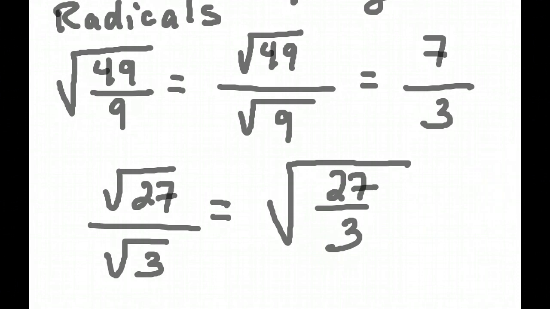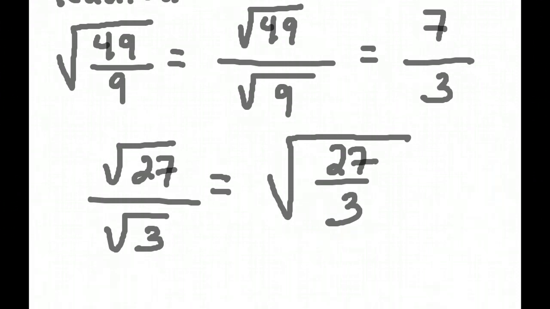And we can actually do the division first. And you don't have to rewrite it with the radical over the whole fraction. It's just a way to look at it. So now we have 27 over 3 under the radical sign. So let's do that division first. 27 over 3, well, that's the same thing as 9. 27 divided by 3 is 9.